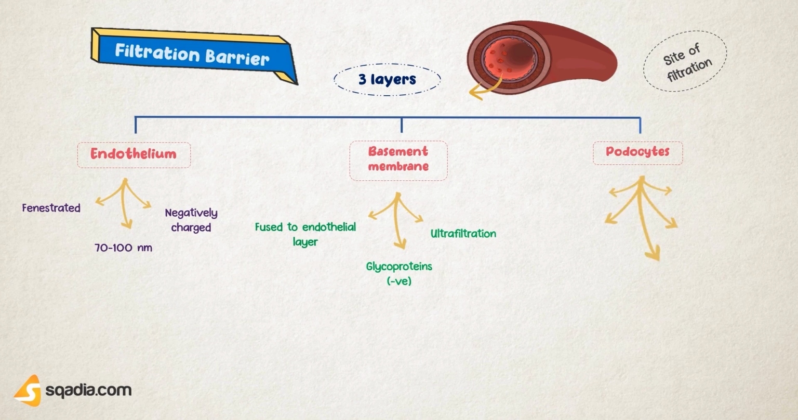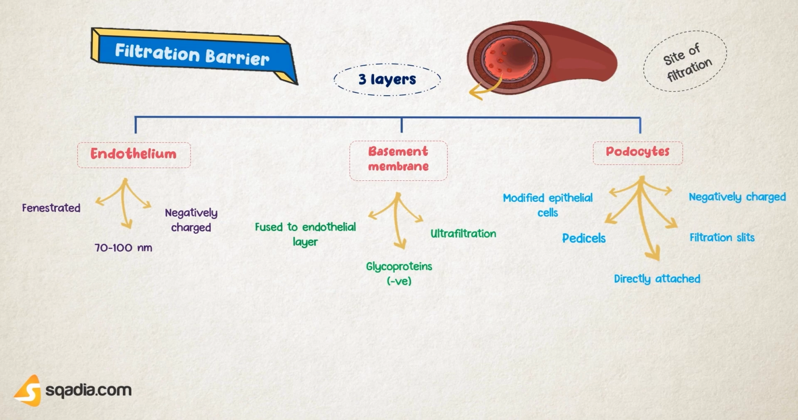Now the last layer of the filtration barrier is the podocyte. It is a layer of modified epithelial cells called podocytes. These podocytes have long foot processes called pedicels, and these cells are attached directly to the basement membrane by these pedicels, which means that they wrap around or encircle the outer surface of the capillaries. But they also leave small slits in between them, or you can say that they are separated by regular gaps known as filtration slits or slit pores, and through these filtration slits the glomerular filtrate actually moves.